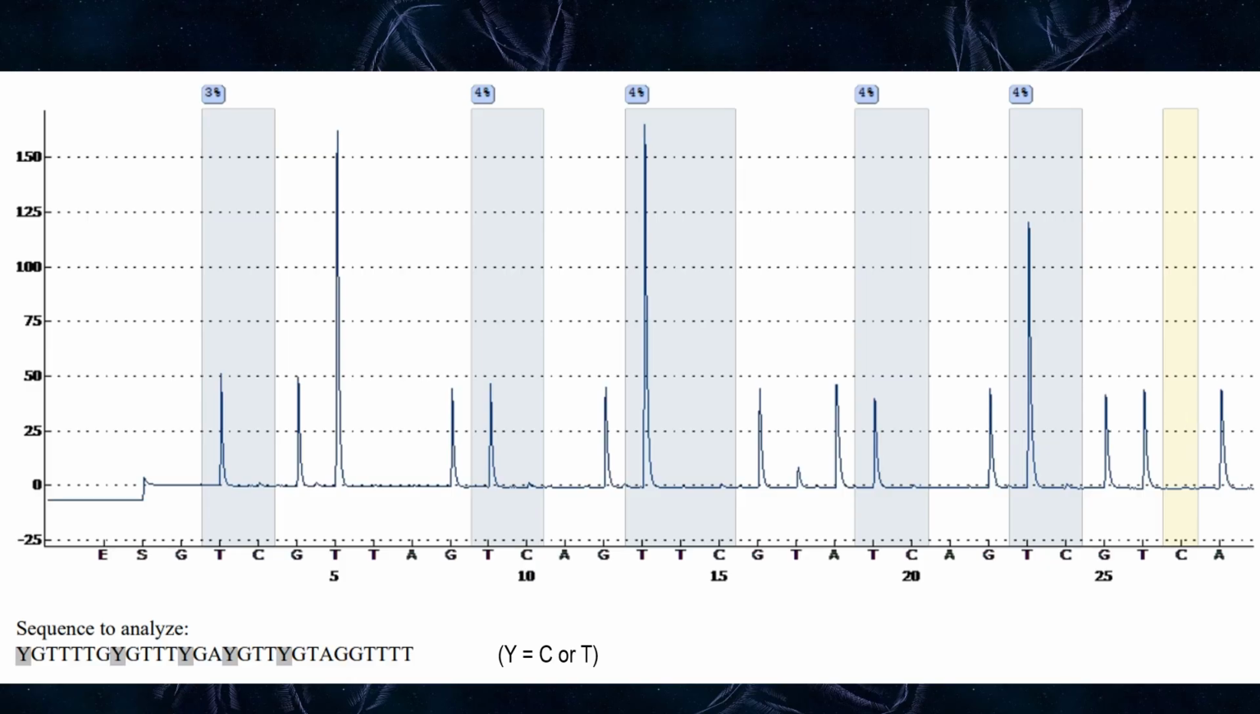It's not part of a CG island. It's not a possible methylation site, so it should always get converted to this T here. So if there was a peak here, something's wrong. It would mean the bisulfite had expired and wasn't working or something.